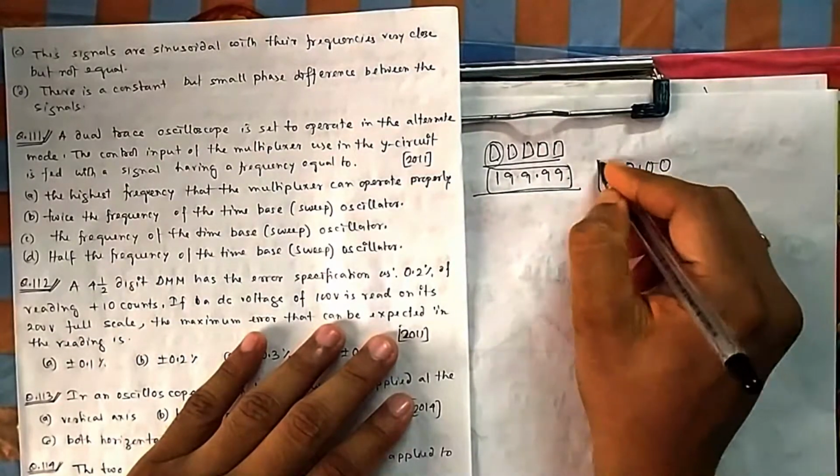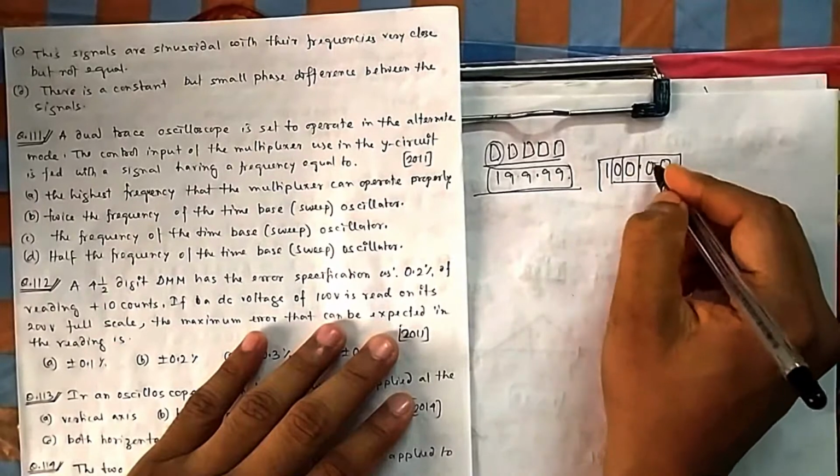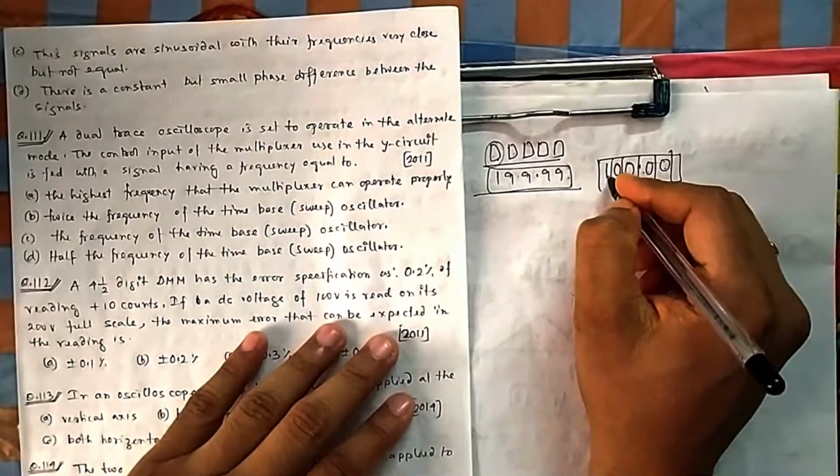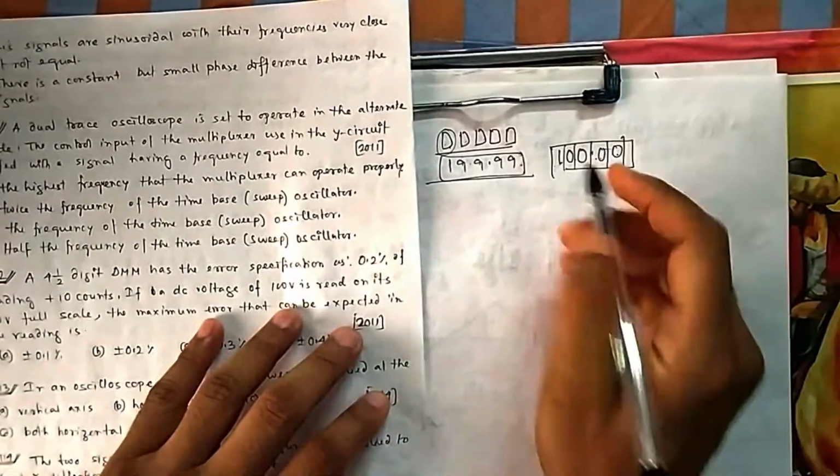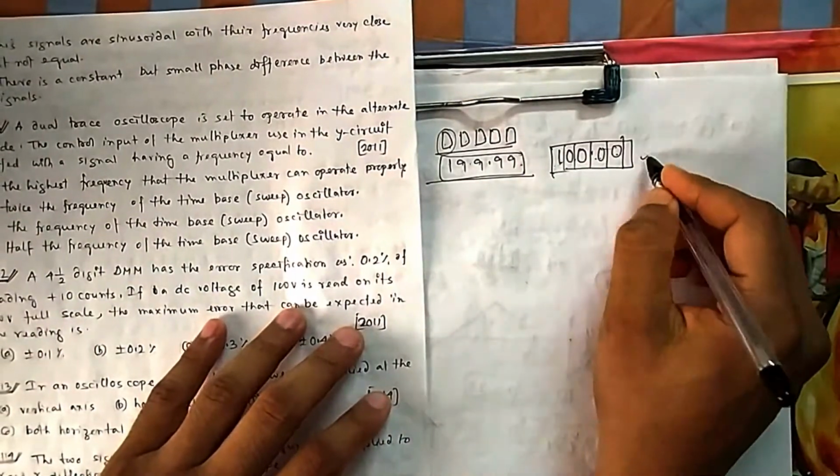100.00. So this is showing. You can see each 4. So for this 4 and this is half, it means it can take either 0 or 1 and the rest can take 0 to 9. So this is the measurement.